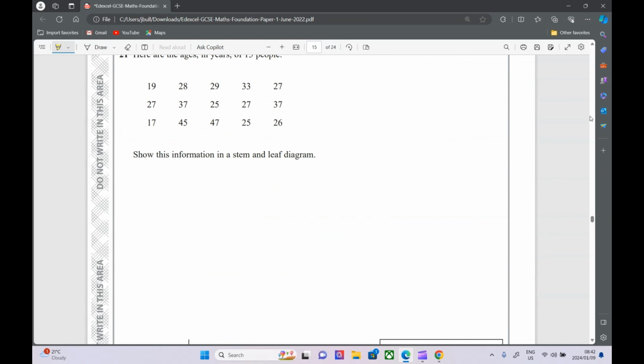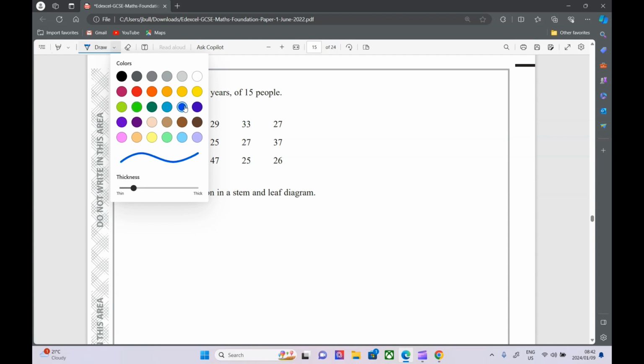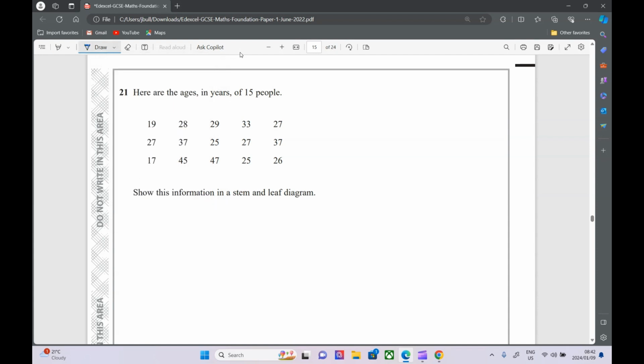Okay, question 21, they want a stem and leaf diagram. So here are the ages in years of 15 people. Show this information in a stem and leaf diagram. So a stem and leaf diagram, how we draw it is we have a line going down like this. Okay, it looks something like this, and then somewhere you have to make sure you have a key as well.